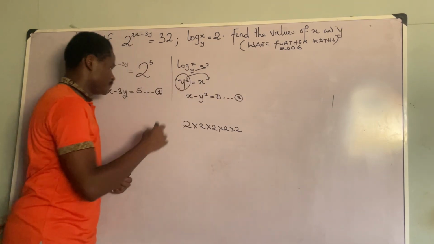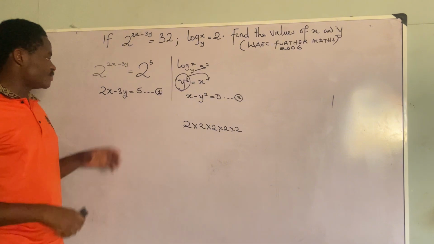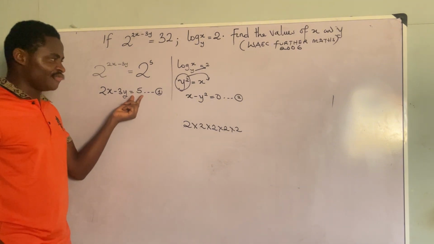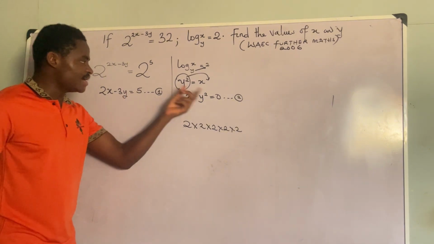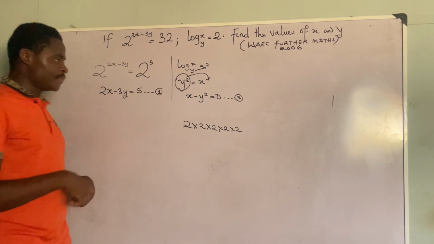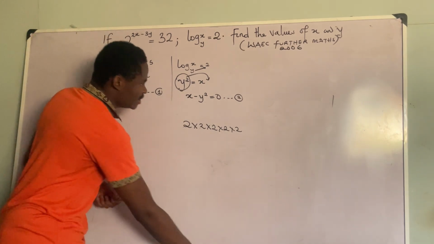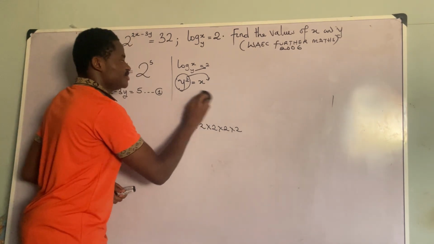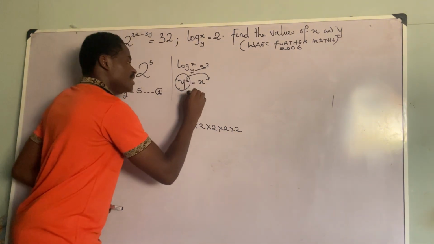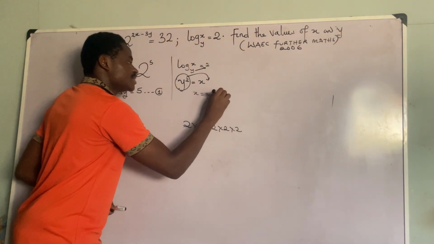This is equation 2. So I have two equations here. What are the two equations? 2x minus 3y equals 5, that's equation 1. x minus y square equals 0. Now, maybe for easier, I think it makes sense to use this as the second equation. That means x is equal to y square as equation 2.